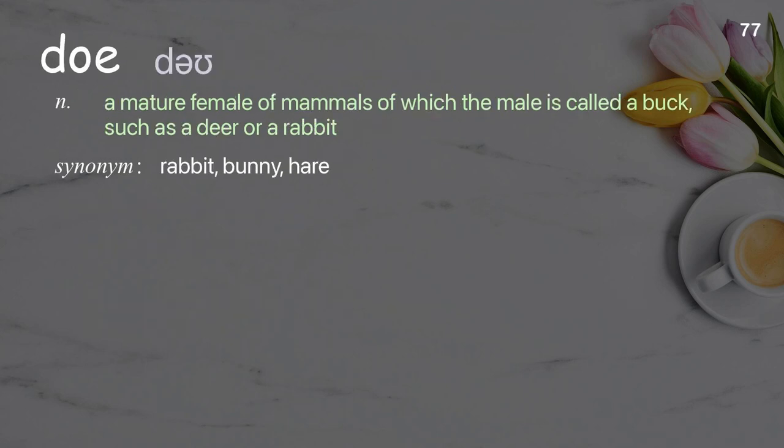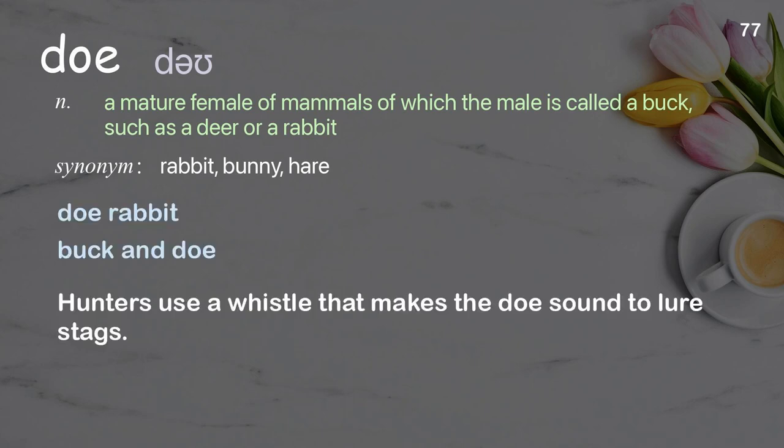Doe. A mature female of mammals of which the male is called a buck, such as a deer or a rabbit. Examples: Doe rabbit, Buck and doe. Hunters use a whistle that makes the doe sound to lure stags.